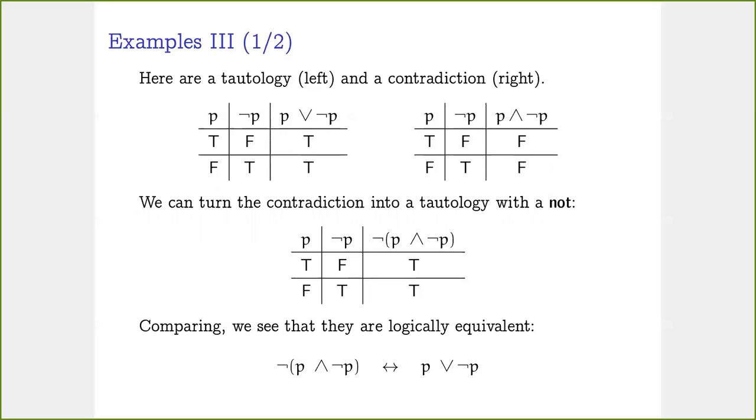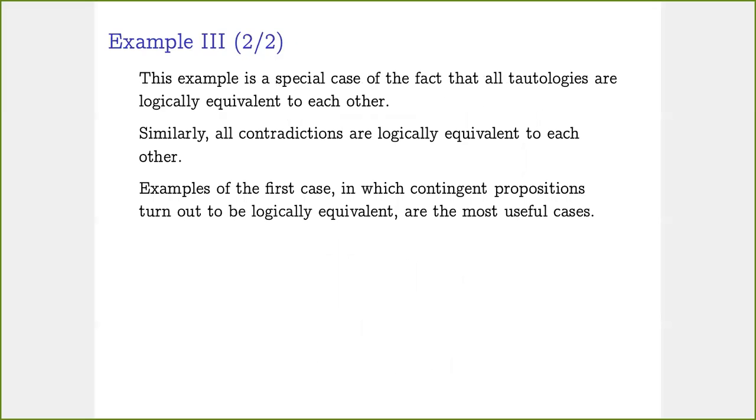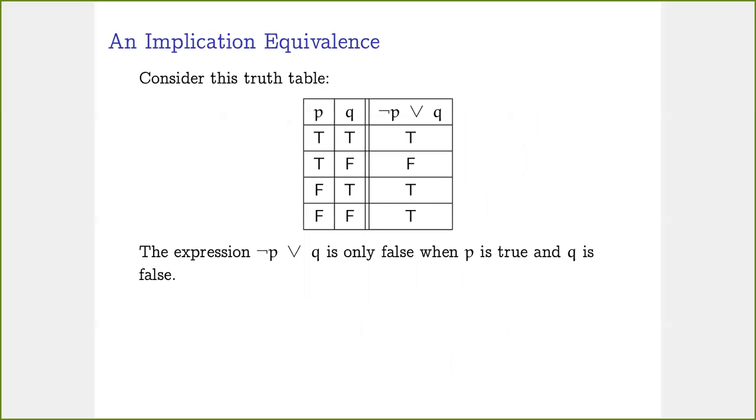Now you can notice that the truth tables for the two expressions, the upper left and the middle of the page, have the same truth tables. They're both tautologies, so they're both logically equivalent. This is an example, a special case of the fact that all tautologies are logically equivalent to each other. Similarly, all contradictions are logically equivalent to each other. The examples of the first case, in which contingent propositions turn out to be logically equivalent, are the most useful cases. An example is the implication equivalence that we'll consider here.